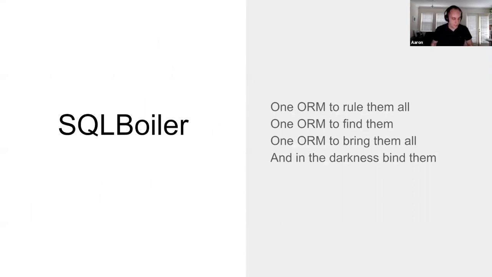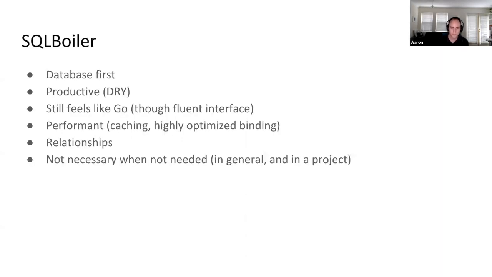Okay, so let's talk about SQLBoiler and how it solves these problems and all the things that you can do with it. So just a little bit about it. It's database first. So you start with a database. It doesn't define the schema, which I think is an incredibly bad idea, which I've gone into in other places. It's productive. You don't have to repeat yourself unless you feel like it. It still feels like Go, except we use a fluent interface. Some Go people have reservations about fluent interfaces, but for the most part, it's very Go-like. It's performant. We use caching in several layers, and we have a highly optimized data binding system. So it's actually very, very fast.